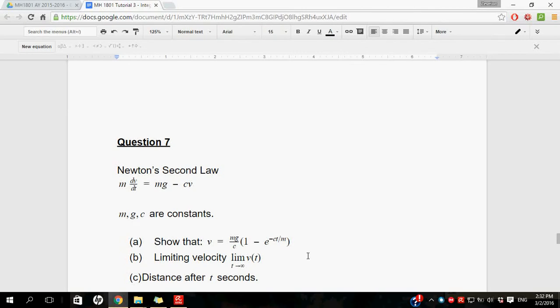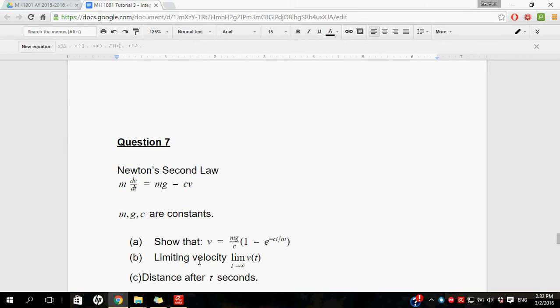Question 7 from tutorial 3. We are dealing in this question with Newton's second law. This gives us this differential equation: m, our mass, times acceleration, dv/dt, equals mass times gravitational constant g minus c times v. m, g, c, as we mentioned, are constants.